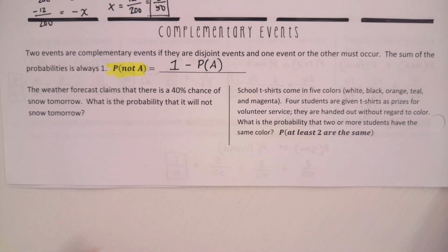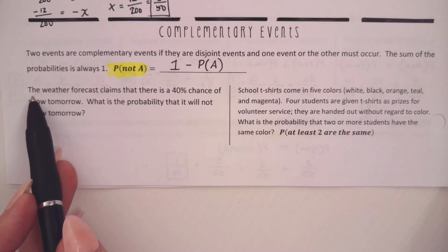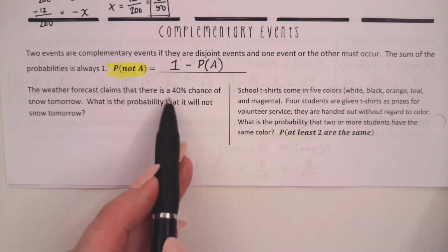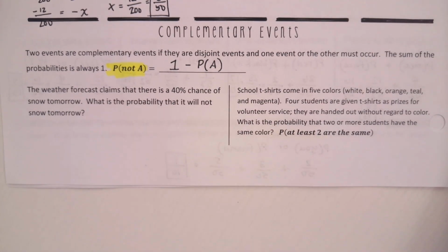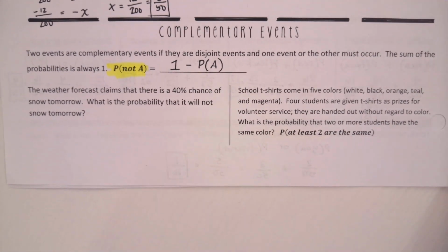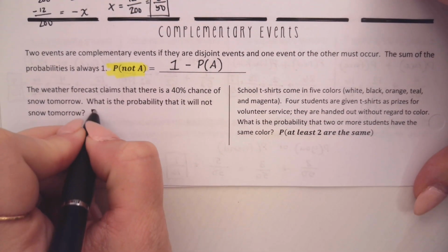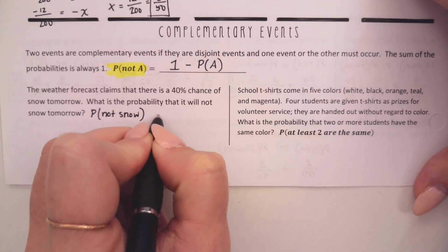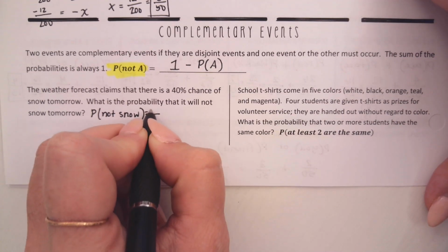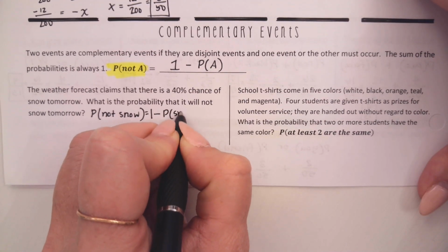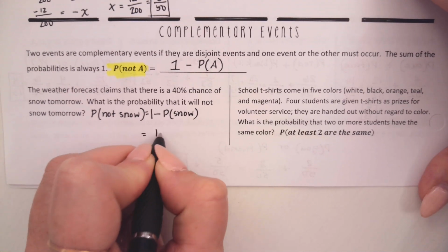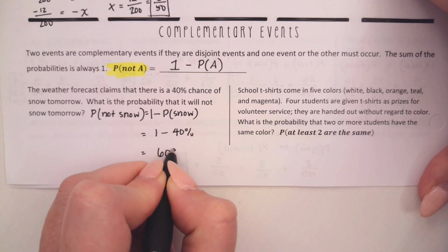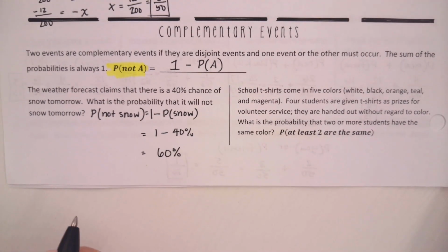We're almost done, Mason. Hold on. So the weather forecast claims that there's a 40% chance of snow tomorrow. What is the probability that it will not snow tomorrow? 1 minus 40% is 60%. Very good. So probability of not snow would be 1 minus probability of snow. So 1 minus 40% is 60%. Or you can say 0.6, or you can say it as a fraction, whatever you want.